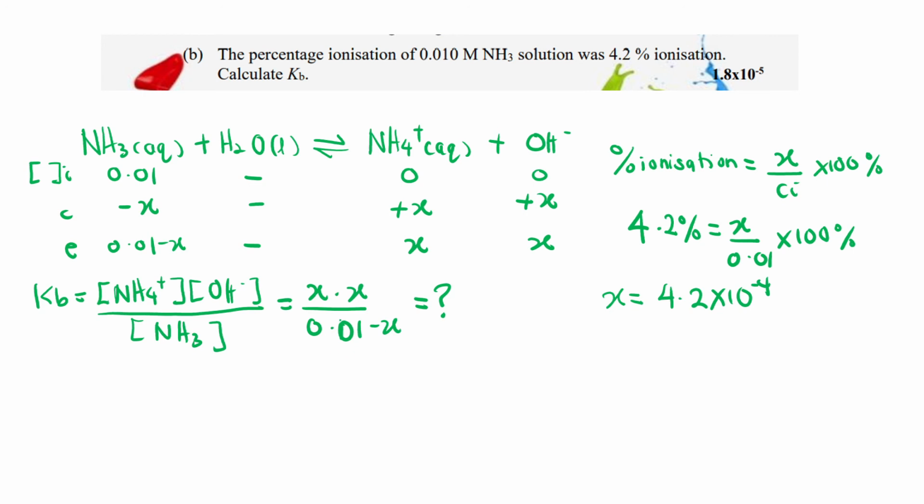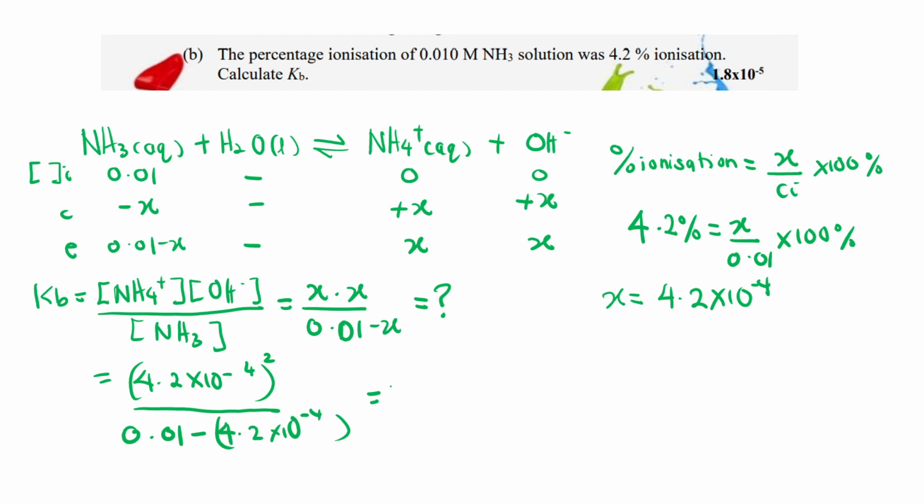Jadi kita substitute saja nilai X di sini. Ini jangan buat approximation because kita sudah ada nilai X. Jadi Kb is equal to 4.2 eksponen negatif 4 square over 0.01 minus 4.2 eksponen negatif 4. So solve for Kb. Jadi kita gantikan semua nilai di sini. Kita akan dapat 1.8 eksponen negatif 5. So for question 6b.